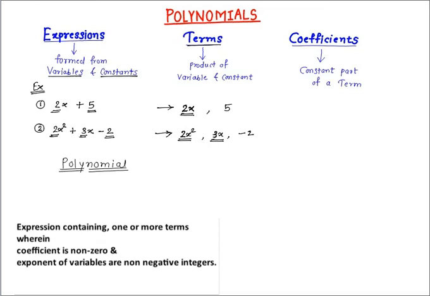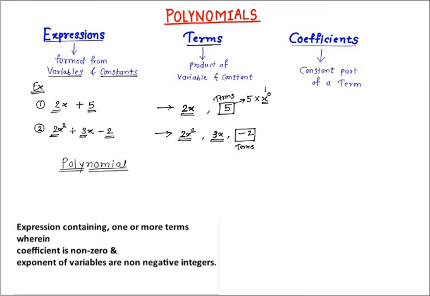Now, what about terms 5 and minus 2? We can't see the variable part here, right? So, can we say these are terms or not? Answer is yes. These are also terms. Why? Because 5 here can be written as 5 into x raised to the power 0. And what is x raised to the power 0? It is 1. So we can say 5 here is the product of constant 5 and variable x raised to the power 0.